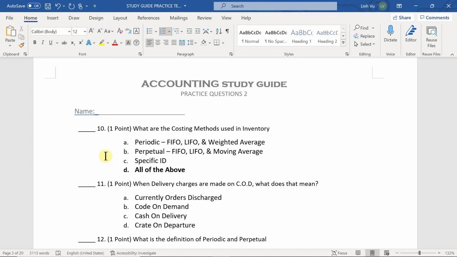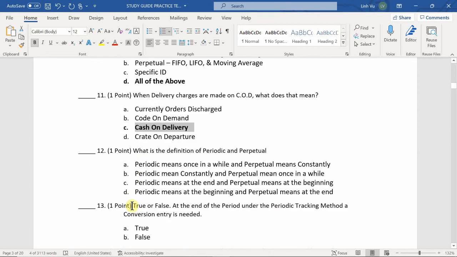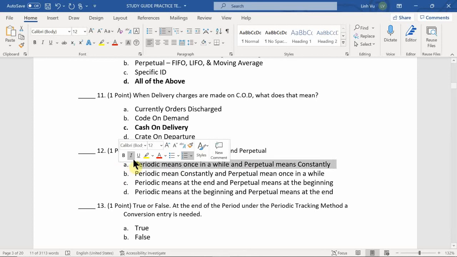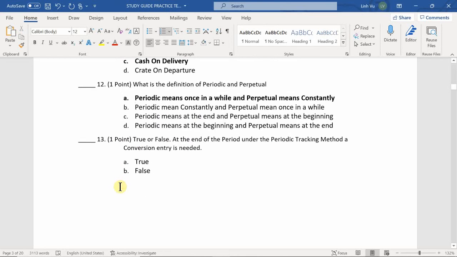Number 11, when delivery charges are made on COD, what does that mean? Cash on delivery. C, cash on delivery is correct. Number 12, what is the definition of periodic and perpetual? A. Periodic means once in a while, and perpetual means constantly. That is correct. Now these are easy because this is just reviewing the questions, but the harder parts are when you actually have to start calculating.